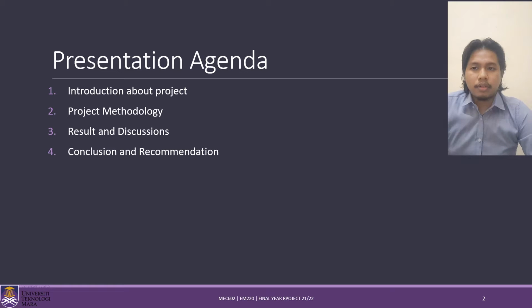The presentation agenda for today is introduction about the project, project methodology, results and discussion of the project, and the conclusion and recommendation of the project.